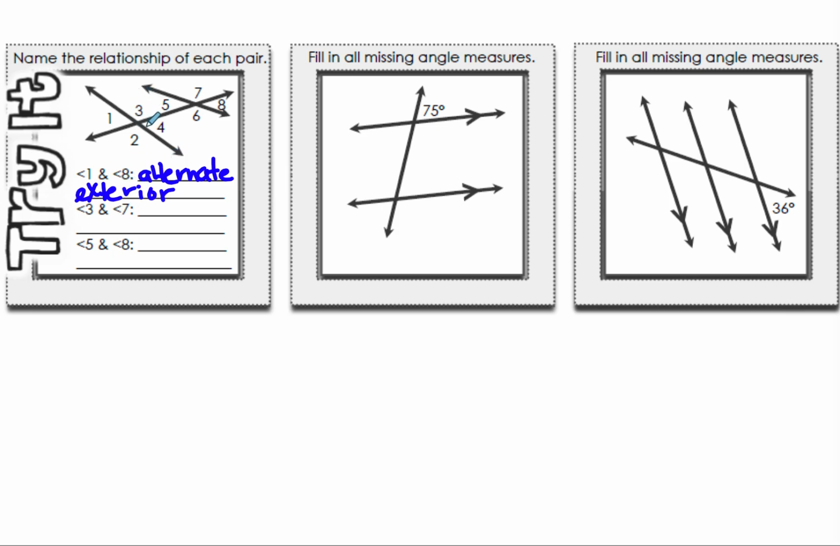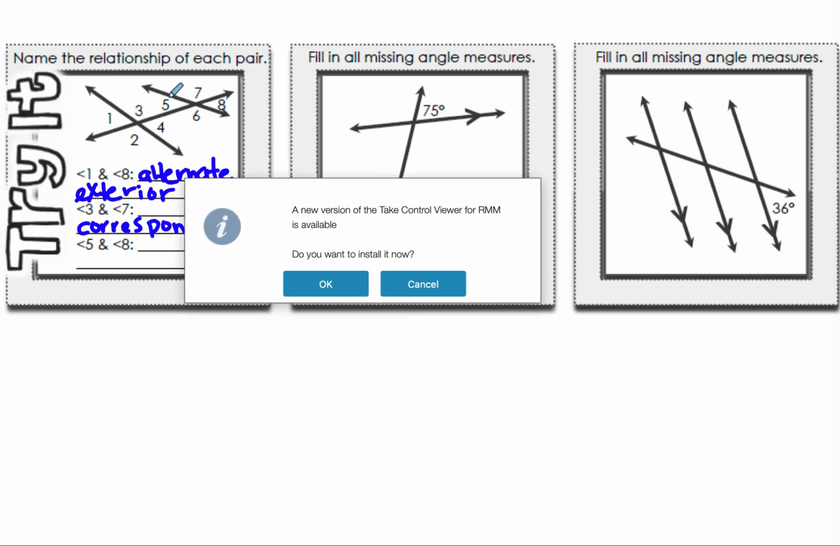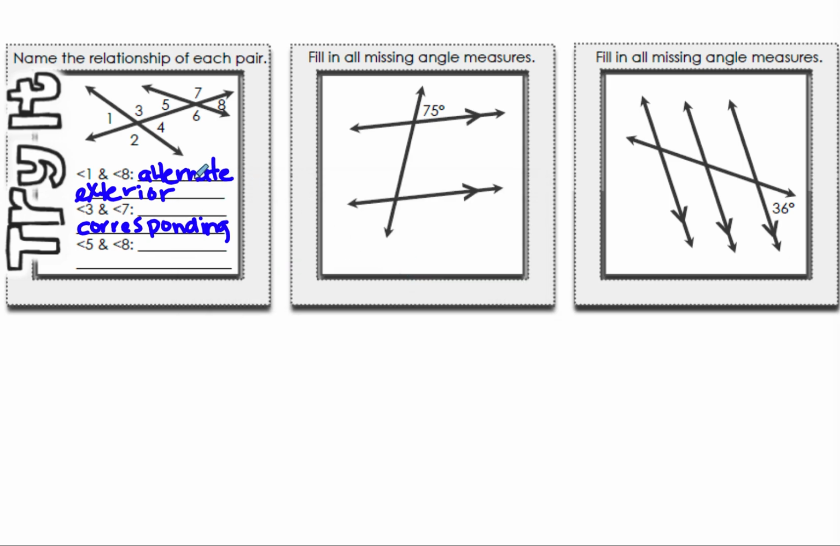3 and 7, here and here. They are both the top angle of the set of 4, so those are going to be corresponding. They are in the same place on each set of 4 angles. Angles 5 and 8, here they are, 5 and 8. They are going to be vertical. They are across from each other.